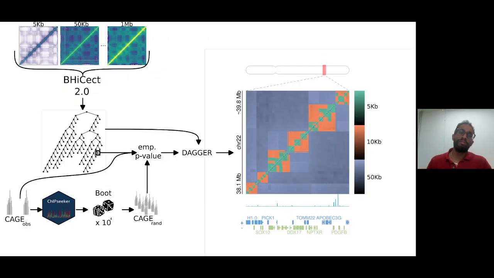So now let me present to you what our actual pipeline is. It can be understood in two main parts. The first part revolves around the goal of detecting those aggregates or parts of the chromosome that tend to have a preferential self-interaction. And the way it does it is by first considering multiple resolutions of HiC simultaneously.